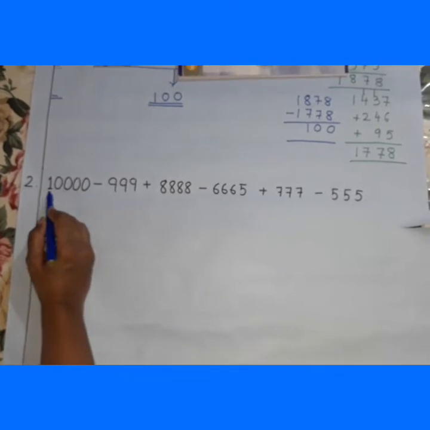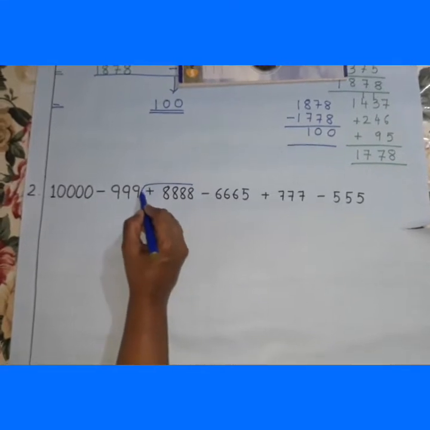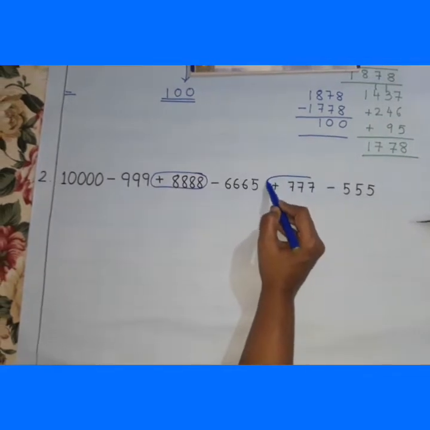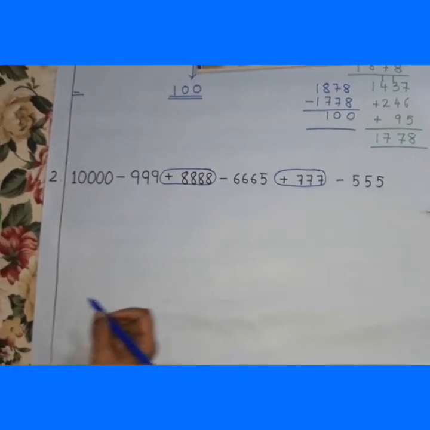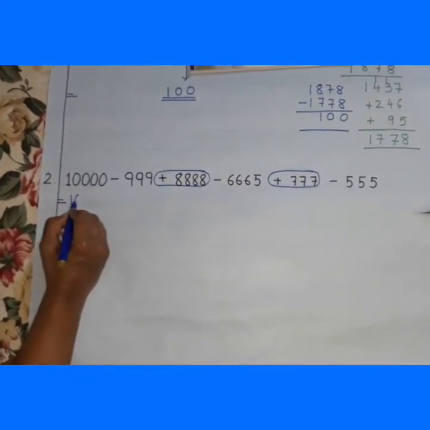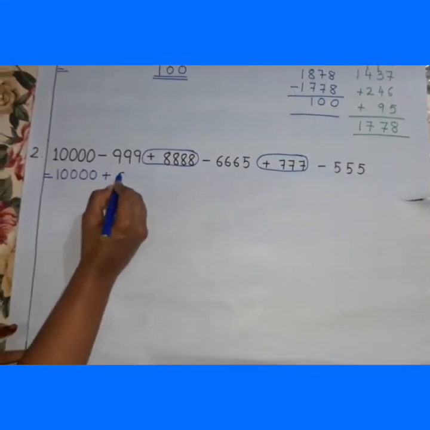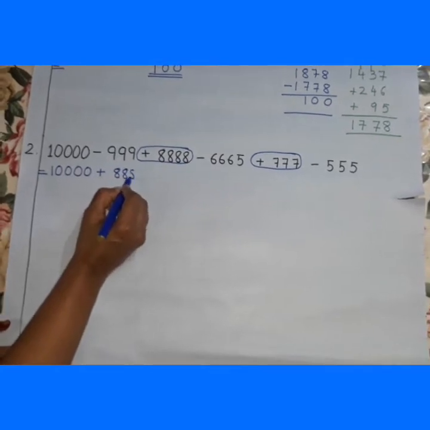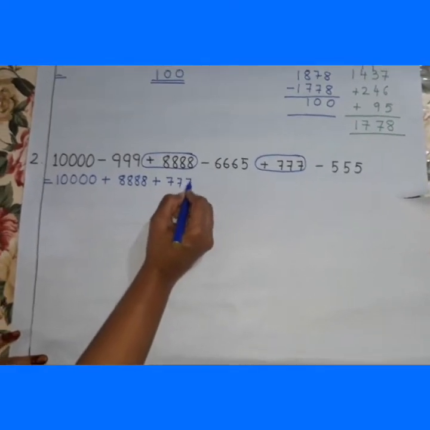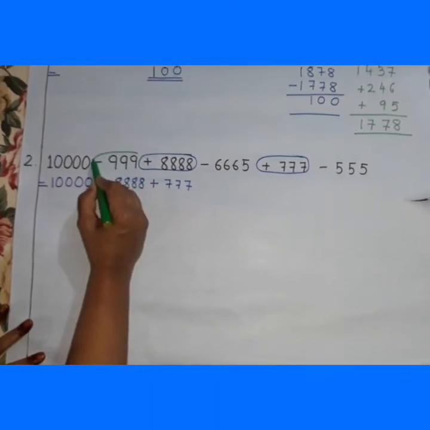Am I right? First number, no sign. It means it is plus. This number has a plus sign. So let's circle it. Now this number also has a plus sign. So let's circle it. Second step. We put an equal to sign and we start copying down the numbers having the plus sign. Am I right? Plus 8888 plus 777. Am I right?